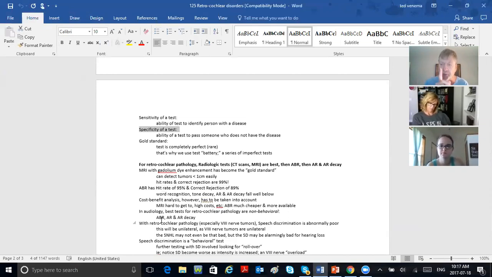And when it comes to tumors of the 8th nerve, the worst tests are usually behavioral. The worst tests are usually pure tone, asymmetrical findings, poor speech discrimination. Those are not great tests. They're not bad, but they're not the best at finding that the person's got the tumor. The really best test is an MRI. Go to the hospital and get an MRI. Boom, done. That's a gold standard. The test is completely perfect. It's 100% sensitive and 100% specific.